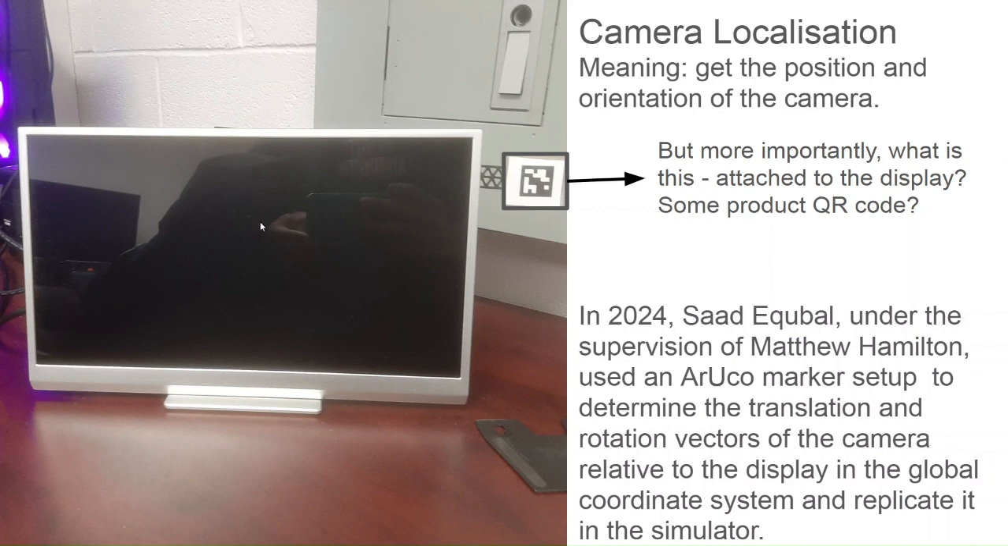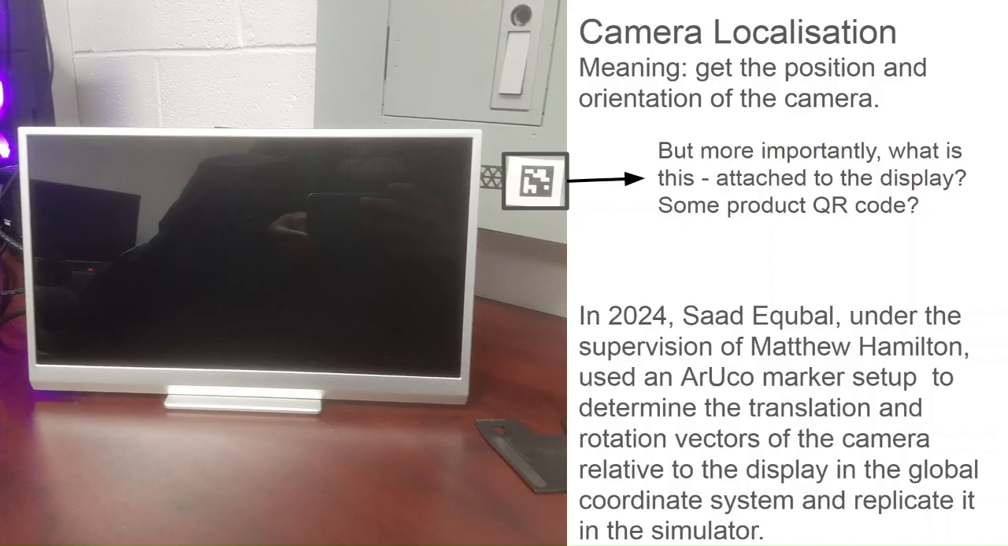And by the way, this is the same light field display that you saw in the video during the beginning of the slide. It's just that the light has been turned on while taking this picture. So what is this thing attached to this light field display? Is it some product QR code? Well, no, it didn't come with the light field display.